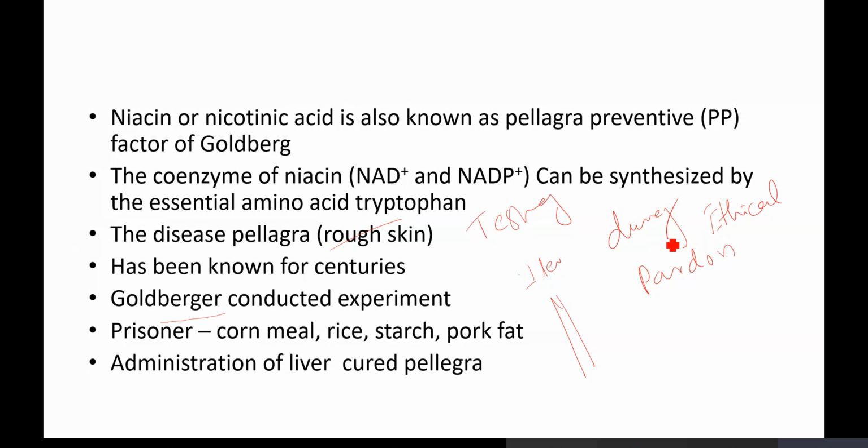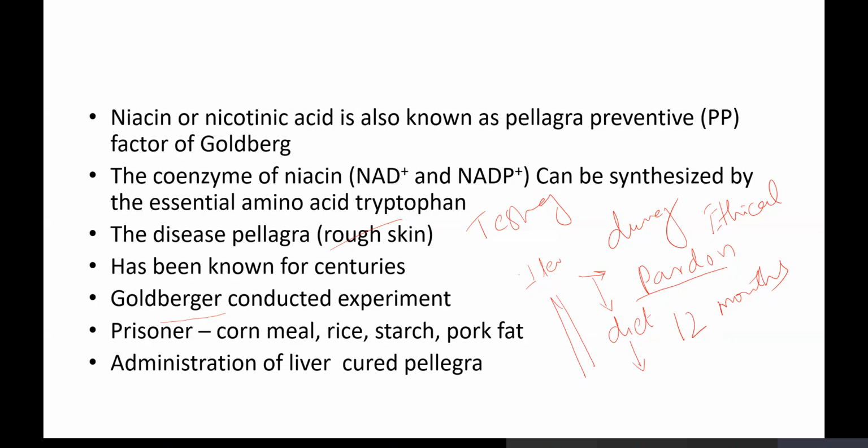If they consumed the diet of the pellagra families for 1 year. So Goldberger promised that in this research he was going to feed the prisoners a diet which will cause pellagra, and if they accepted that, they would be pardoned from their punishment. And they were fed for 12 months, almost a year.